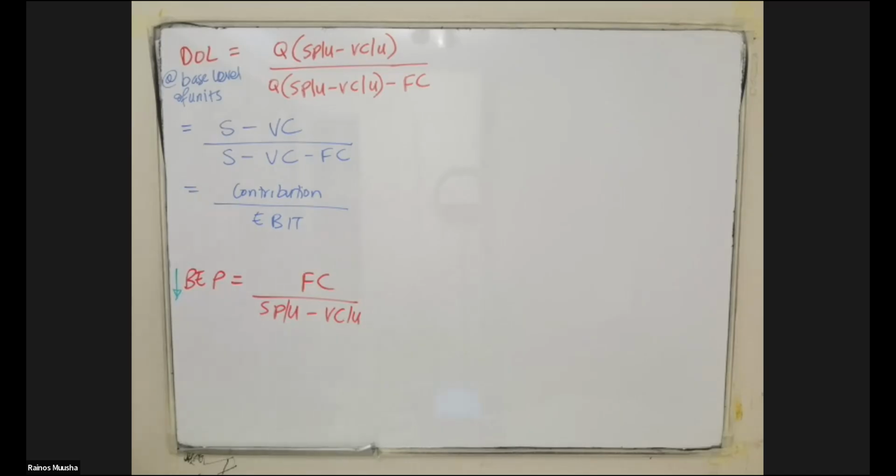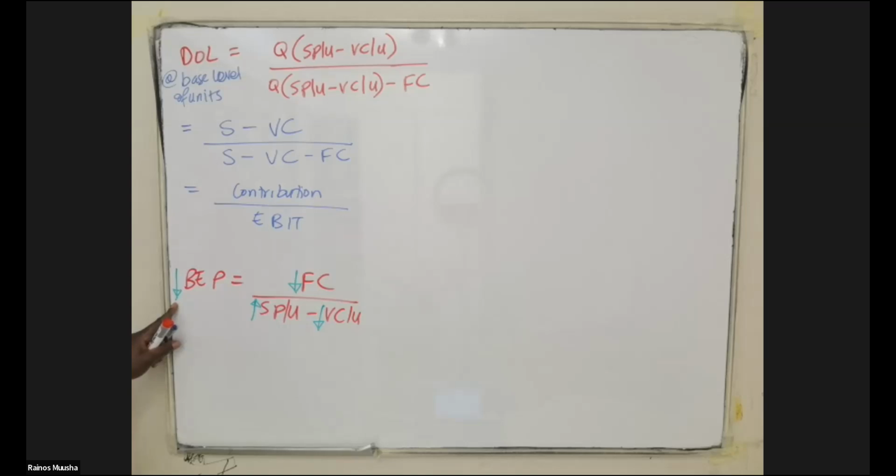Reduction of the break-even point can be achieved by either reducing the fixed costs, or increasing the selling price per unit, or reducing the variable cost per unit. So that's one way that you can reduce the break-even point. As a potential theory question, they can ask you how we can reduce the break-even point.